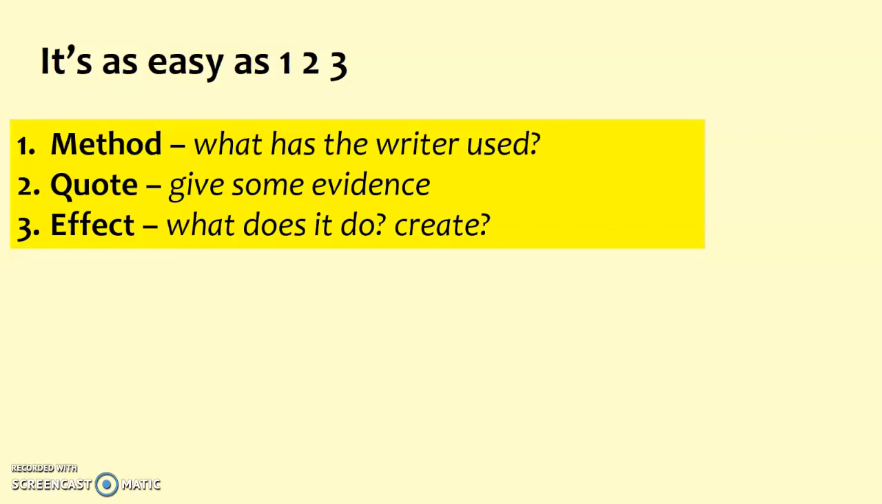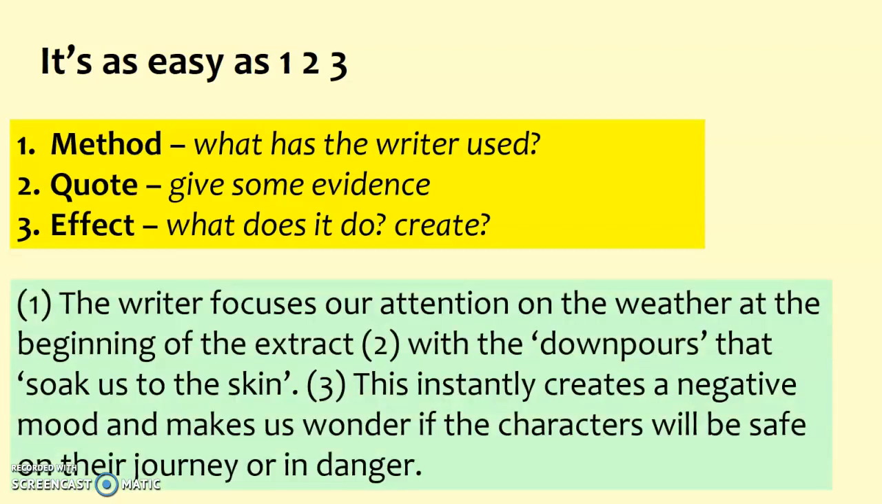First thing you do, identify what the writer has used. Secondly, pick out some evidence. And thirdly, explore the effect. So what does, by focusing our attention on something at the beginning, what does that do? What does that make us wonder or feel or think? So beneath this, what I'm about to make appear now is an example of how this would look in practice.